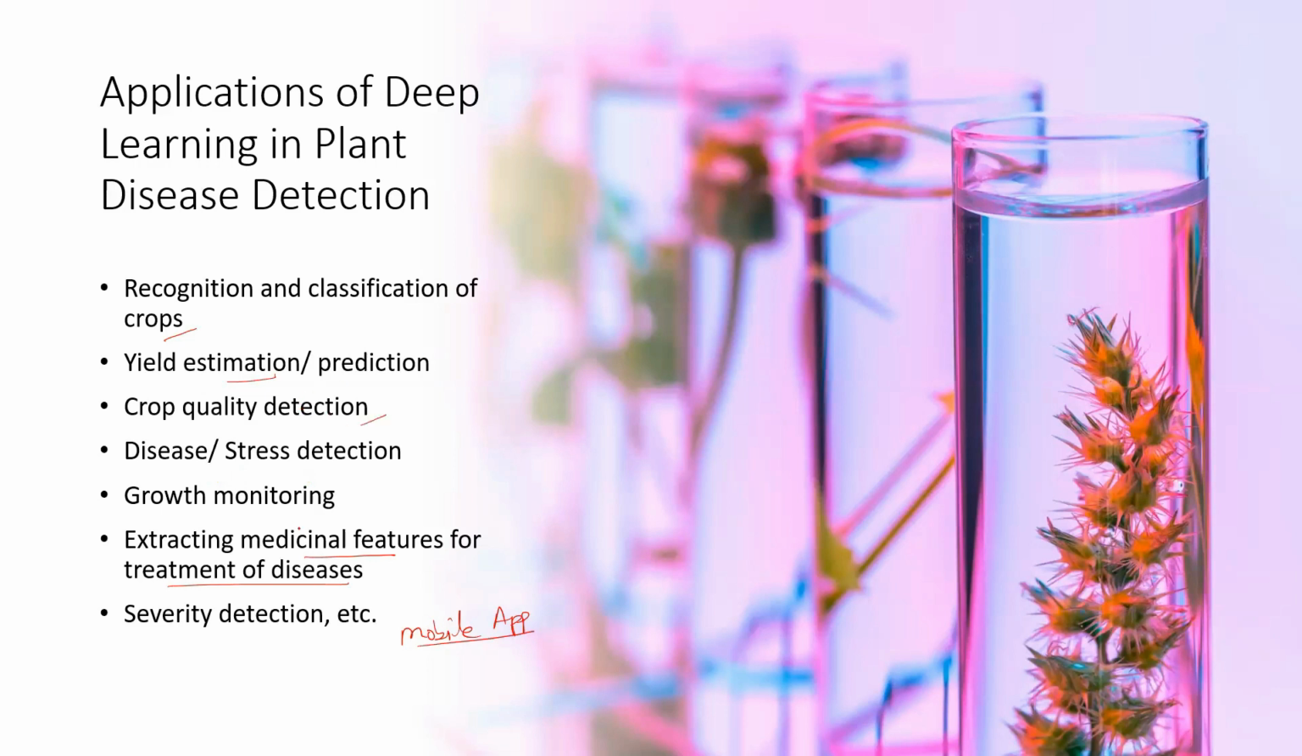Crop quality detection is also there. Crop yield may be very high, but the quality is very low because we have so many infections in the crop. So you can identify the crop quality. Stress you can detect, and you can monitor the growth.